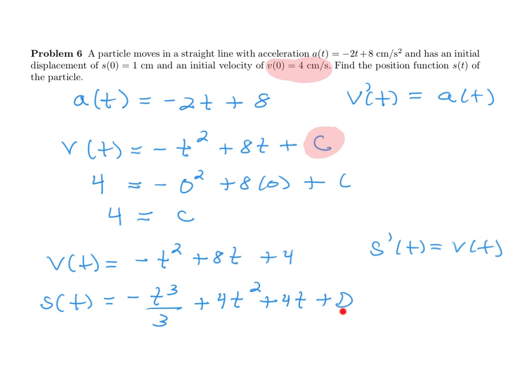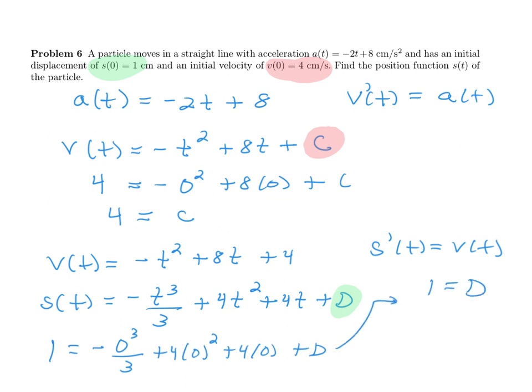To figure out the value of d, I'll use this other piece of information. So by using this here, I should be able to solve for this. I'll put 1 in place of s of t and 0 in place of all these values of t. This will simplify nicely. 1 is equal to negative 0 cubed over 3 plus 4 times 0 squared plus 4 times 0 plus d. This all simplifies really quickly to 1 is equal to d. Therefore, in this formula, I'll rewrite it, but put a 1 here instead of the letter d. I'll put that on the next slide.